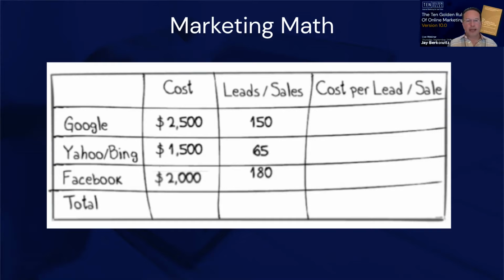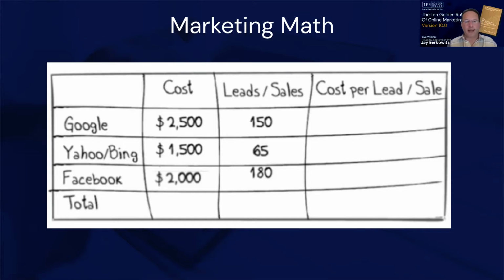And what I want you to do is calculate what's the cost per lead or cost per sale. Now it's the same calculation. So let's say on our website, 10 Golden Rules, a lead would be someone saying they'd like to have a meeting with us to talk about our internet marketing services. So they fill out the contact us form, or they download the 10 Golden Rules ebook. So those are leads. But if somebody purchases one of our books on the website, that's a sale. But it's exactly the same calculation.